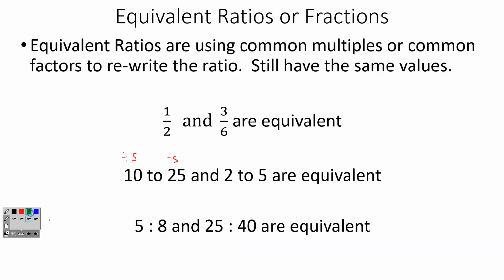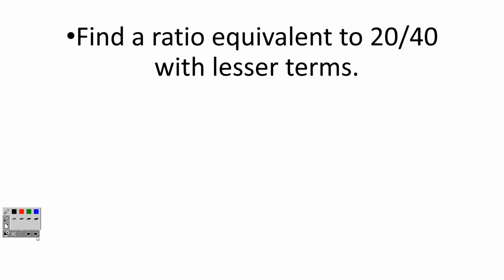So you could also use it as colons as well. So because I can multiply the top number by 5 and this number by 5, 5 times 5 is 25, 8 times 5 is 40, these would be equivalent as well. So if we need to find a ratio equivalent to 20/40ths with lesser terms, basically what that means is simplify the fraction. So if you were to simplify 20/40ths, that would give you an answer of 1/2. But there's a lot of other ways you could do that too.